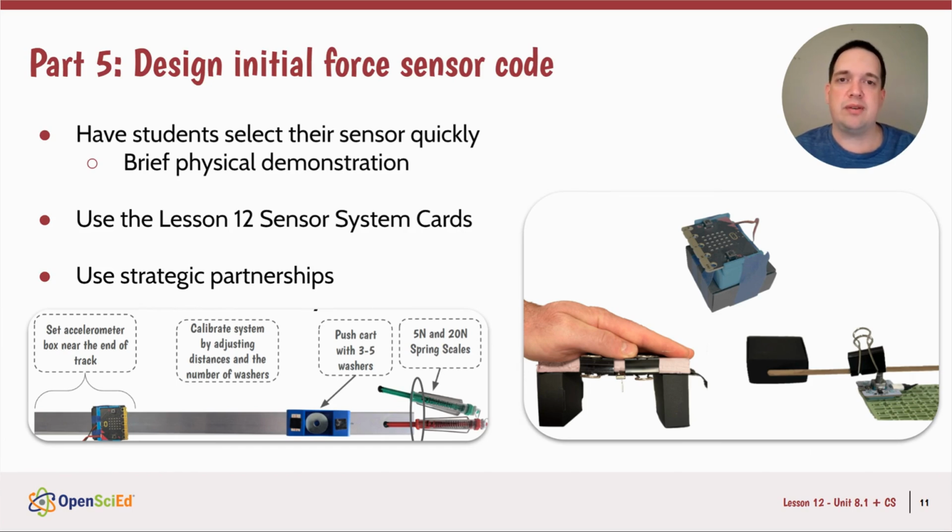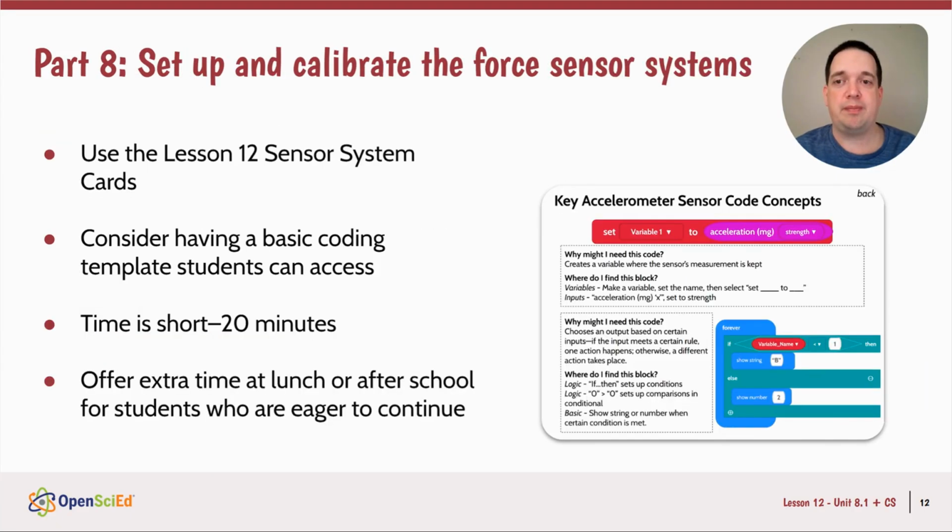So first of all, when you're setting this up, you've got to make sure that you understand how they're all used. Demonstrate it for the kids, because you want the kids to select that sensor very quickly. There's also a set of sensor system cards that are going to help them out once they start coding and so on. And I would even recommend using strategic partnerships here. Maybe somebody who's a little more scared of coding, partner them with somebody who's a little more confident in coding, so they can kind of take each other through this.